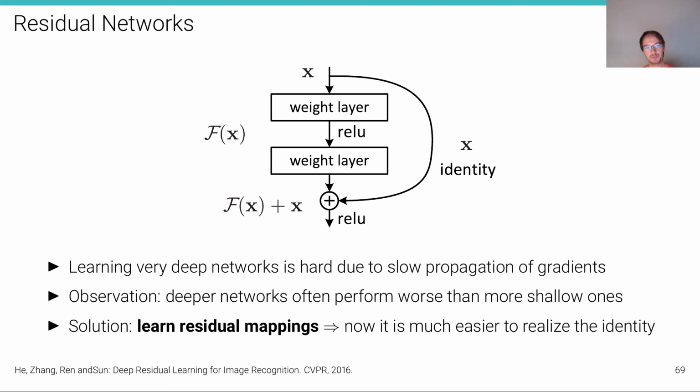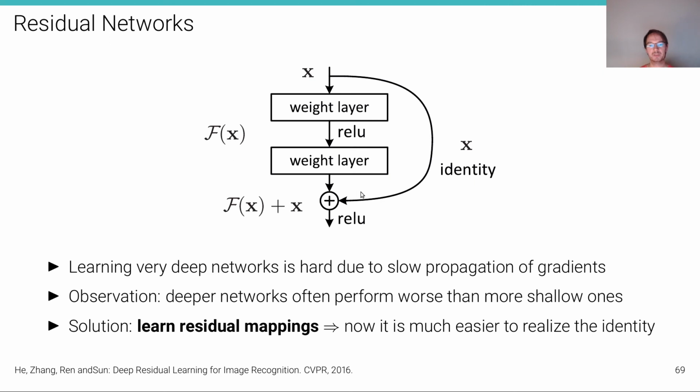Now, the solution that was proposed in this very popular paper on residual networks is, instead of classical convolutional or fully connected layers, to learn the residual mappings. So there's a skip connection here. This is one block in this residual network. There's many of these blocks. And there's a skip connection here that adds the input to the output of these two layers, such that these two layers just need to learn the delta from X, which is much easier.